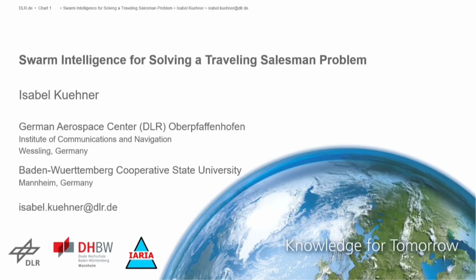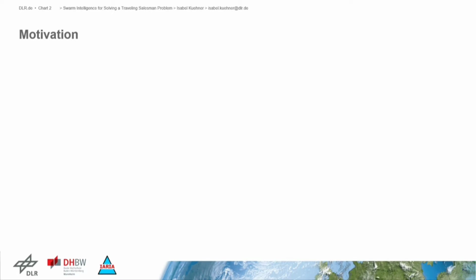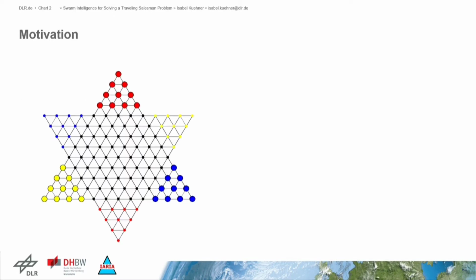My name is Isabel Kühner, and the topic of my talk is swarm intelligence for solving a traveling salesman problem. Our motivation is that we want to play the board game Halma, also known as Chinese checkers, which is a game for 1 to 6 players.